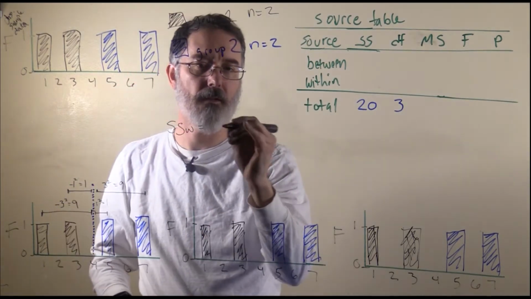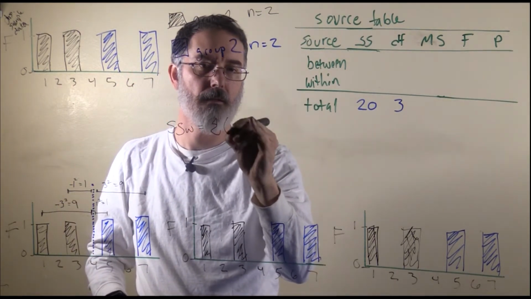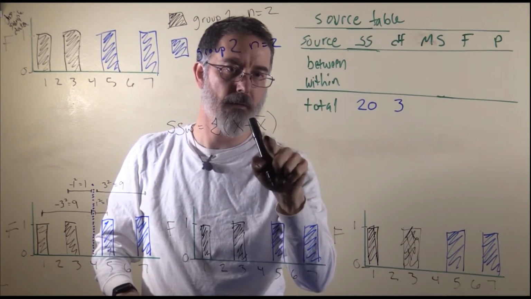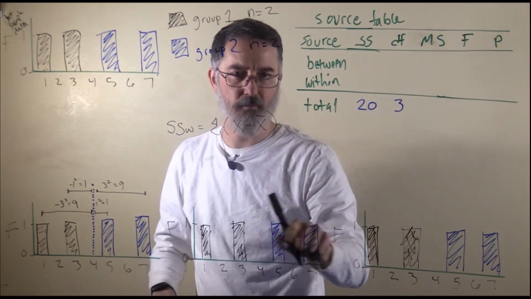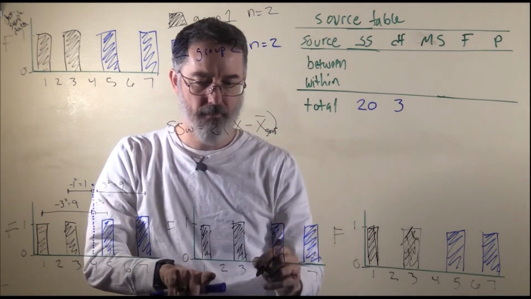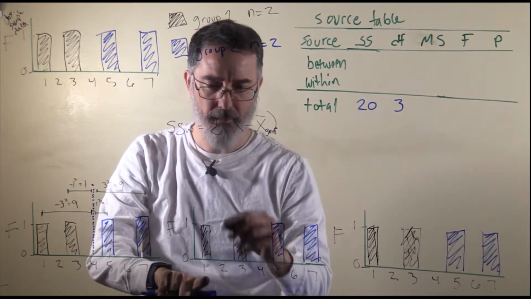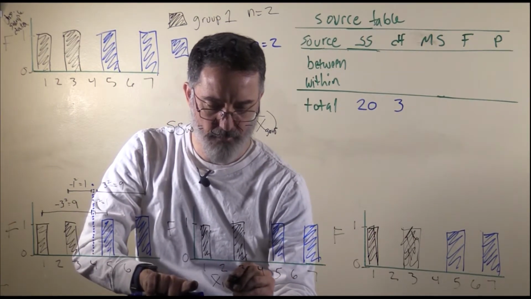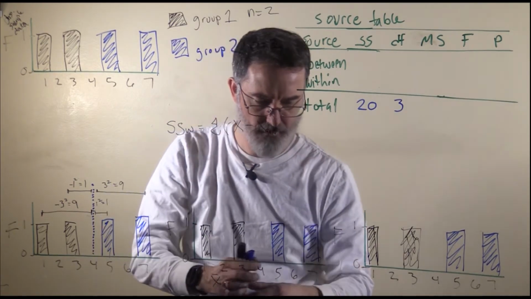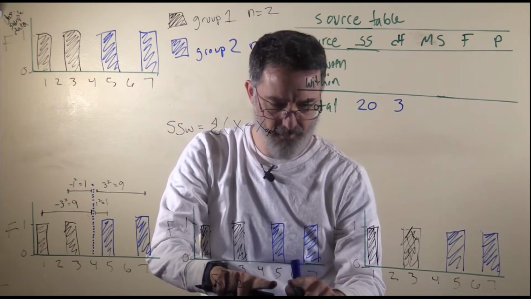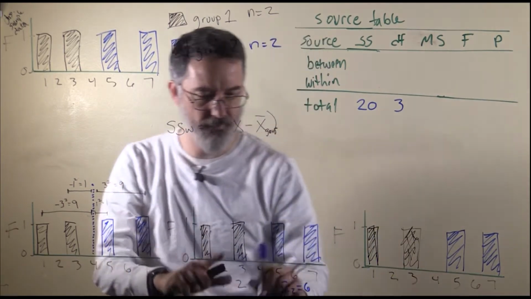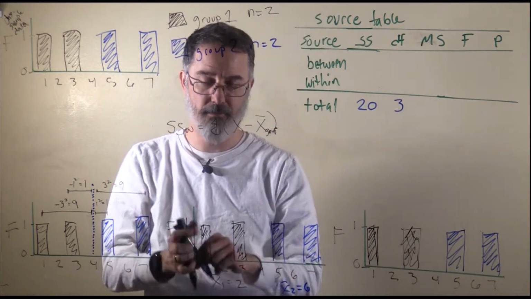This is going to be a different mean depending on which group you're in. So group 1 has a mean of 1 plus 3 is 4, divided by 2, a mean of 2. And group 2 has a mean of 6. So we'll need to use these when we're calculating our sums of squares.